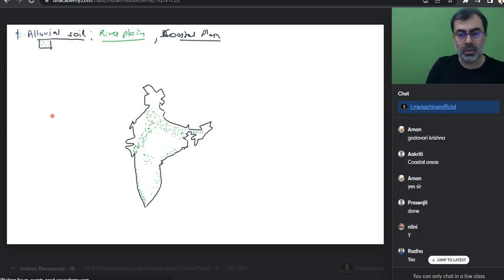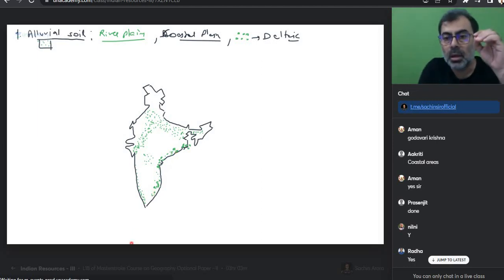I want to have one more thing, and this has to be big dots. This is deltaic alluvial soil, very fine deltaic alluvial soil. Sir, this is here. Sir, Krishna Godavari also. Sir, Kaveri also. Mahanadi also. Everyone okay? I want to tell you, any book, Kuller or anything, will take at least 3 paragraphs to tell us this.